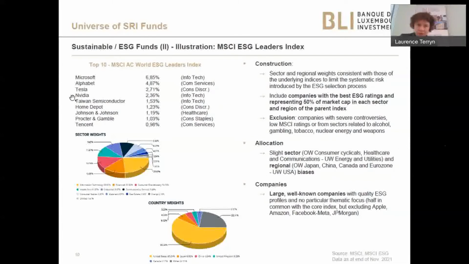At the company level, you can see on the top 10, of course, on the largest holdings, you have large well-known companies with a general quality ESG profile, no particular thematic. These are large companies with several activities. Some, of course, in the information technology area, on the consumer sector, communication sector, and healthcare. In comparison to the standard index, you can see that this index excludes Apple, Amazon, Facebook, and JP Morgan.